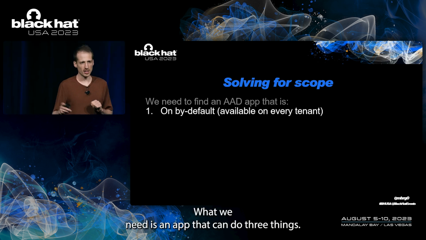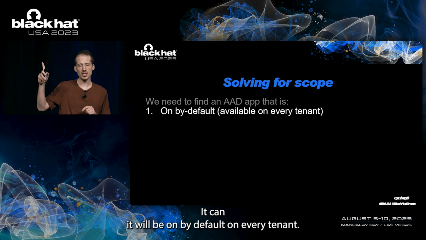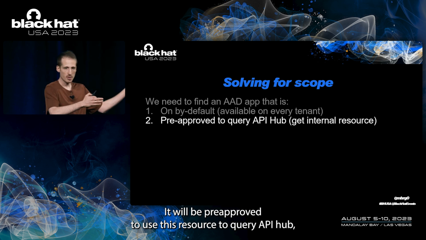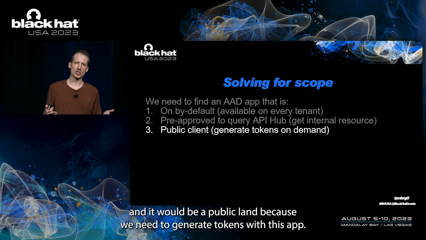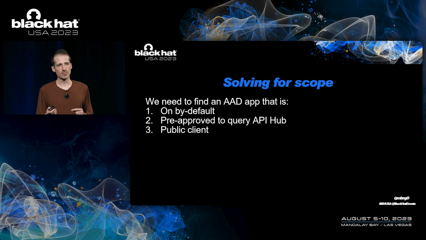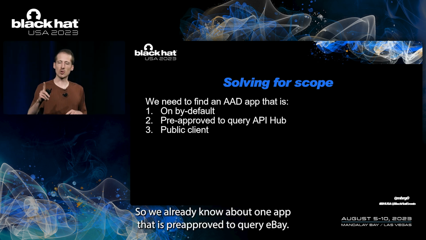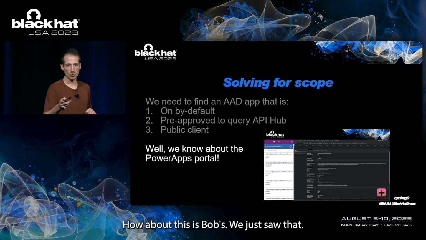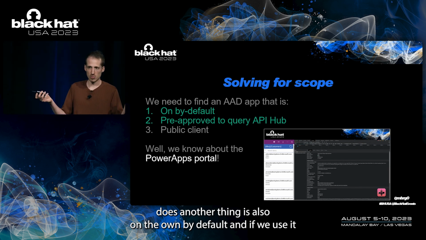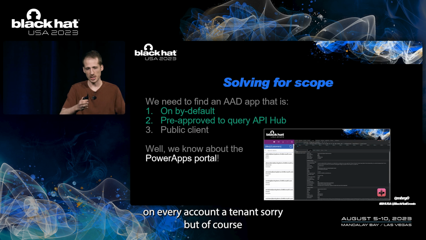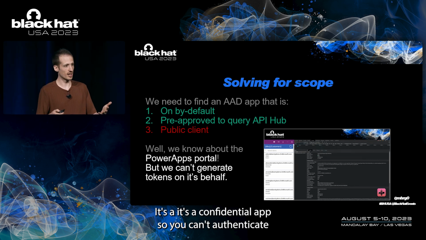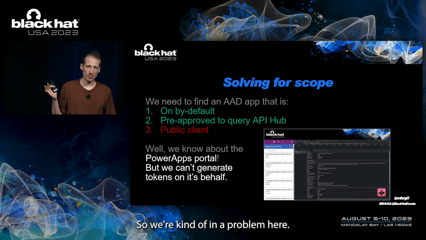What we need is an app that can do three things. It will be on by default on every tenant. It will be pre-approved to use this resource to query API Hub. And it will be a public client because we need to generate tokens with this app. And so can you think of an app that might do that for us? So we already know about one app that is pre-approved to query API Hub, right? This is PowerApps. We just saw that. So PowerApps is also on by default on every tenant, sorry. But of course, they've done their job well here, and it's a confidential app. So you can't authenticate on behalf of PowerApps. So we're kind of in a problem here.